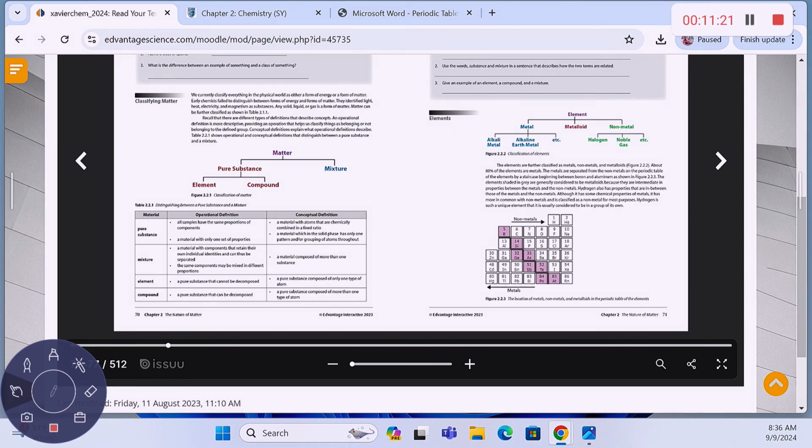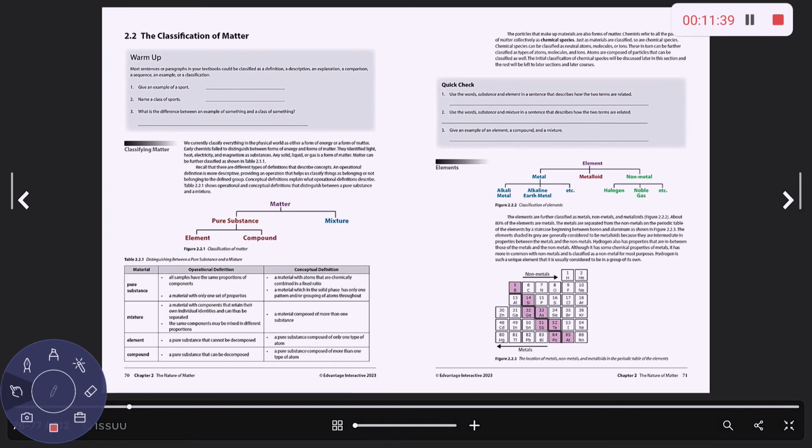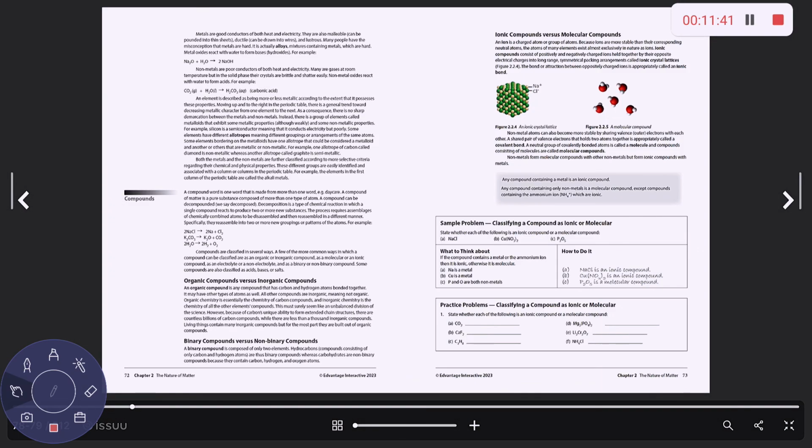The reason why you see hydrogen on the left and the right side is because hydrogen is actually a unique element. It technically has a positive and a negative charge, which we'll talk about later, but it's kind of considered to be in a group of its own. It has some properties of metals, but it has more in common with the non-metals, hence the reason we tend to refer to it as a non-metal, okay? All right, let's go to the next page.